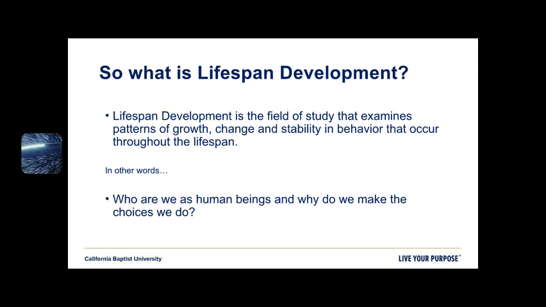So what is lifespan development, right? I've talked about the syllabus and I've talked about due dates and what to expect and all this good stuff. But what is it ultimately? So lifespan development is this field of study that examines patterns of growth, change, and stability in behavior that occur throughout our lifespan. Now that's a real technical way of saying, basically, who are we as human beings and why do we make the choices that we do?